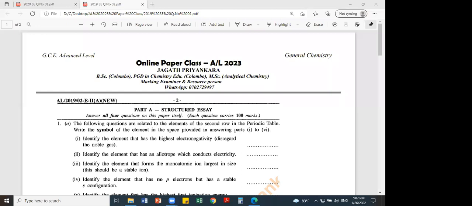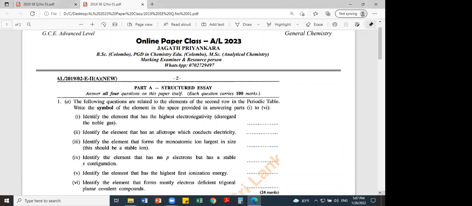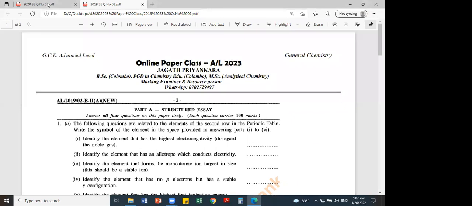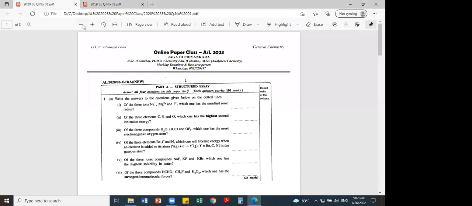2019 paper, structured essay. So the last two papers, 2018 paper, we discuss everything, right? Anything left? So question number 1, how many of you have done this? 2019. And 2020 paper also I have already posted to your WhatsApp group.